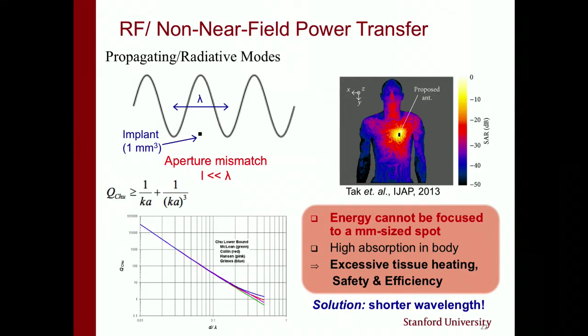Well, if inductive power transfer does not work, how about if we try to utilize radiative modes, propagating modes? This is how our antennas operate in the real world. This is how our cell phones operate. We have radiative propagating modes from transmitter to receiver.